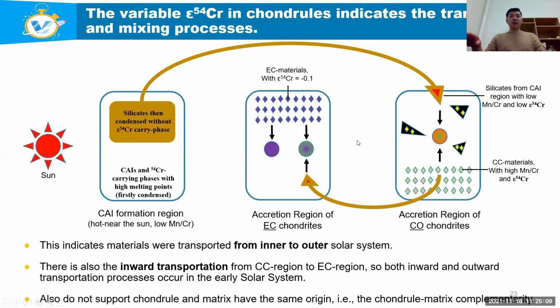So there are both inward and outward transportation processes in the early solar system. Also, I think this transportation model does not support the chondrule and the matrix having the same origin, or we say the chondrule-matrix complementarity.